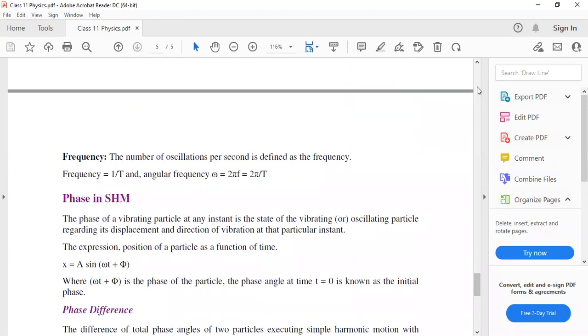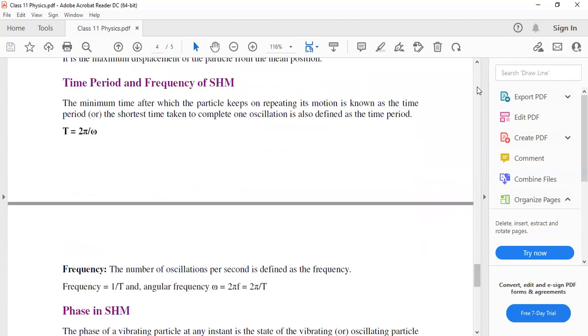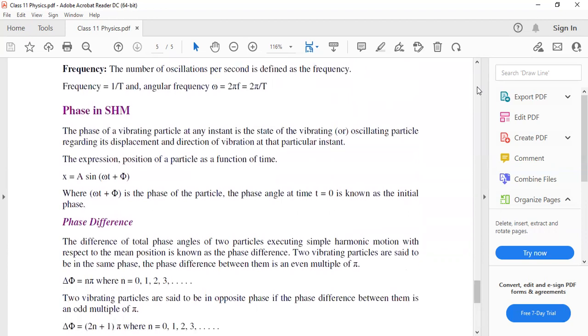Now let's talk about the phase. How can we define phase in SHM? The time period is 2 pi upon omega, frequency is 1 upon T, and angular frequency is 2 pi upon T. Now what is phase? The phase of the vibrating particle at any instant is the state of the vibrating or oscillating particle regarding its displacement and direction of vibration at that particular instant. The position of the particle as a function of time is x equal to a sine of omega t plus phi, where omega t plus phi is the phase of the particle. The phase angle at time t equal to 0 is known as the initial phase, because when we put t equal to 0, omega t becomes 0 and only phi remains.